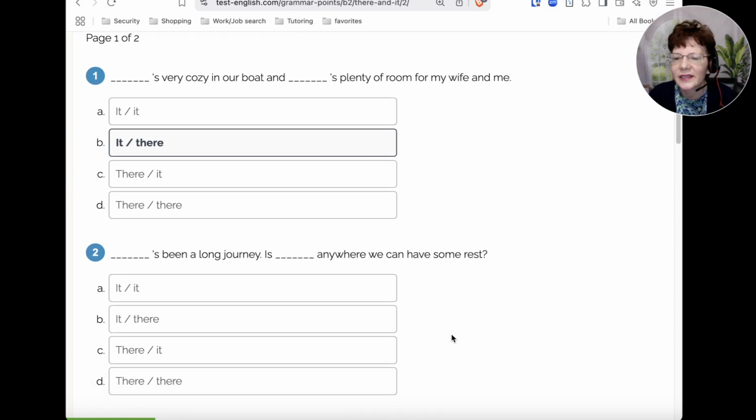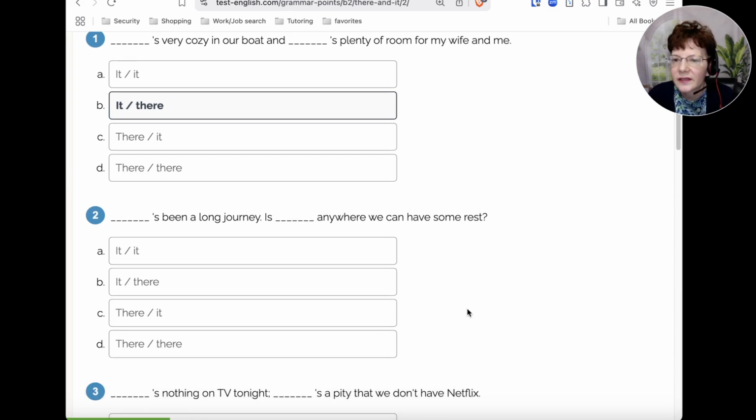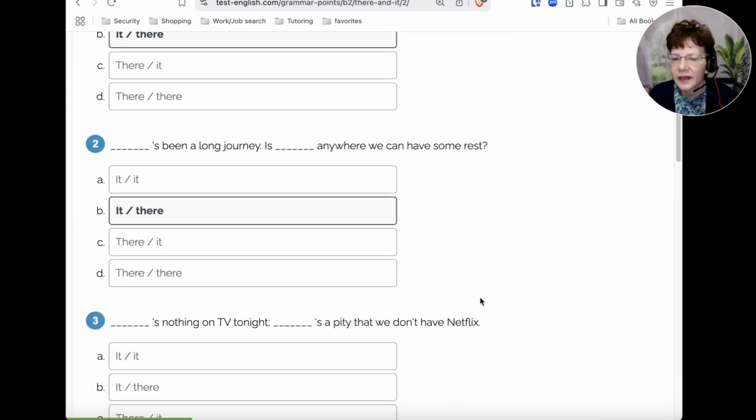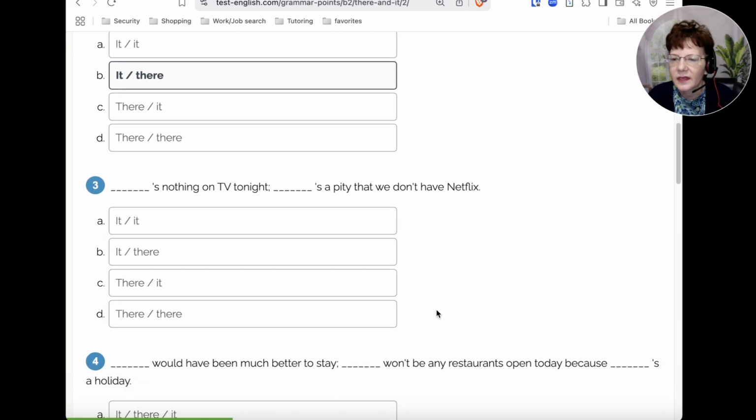All right, number 2. What's been a long journey, and is what anywhere we can have some rest? We've got the same choices here. If you chose the second one, it and there, again, we have it's been a long journey. Is there anywhere we can have some rest?